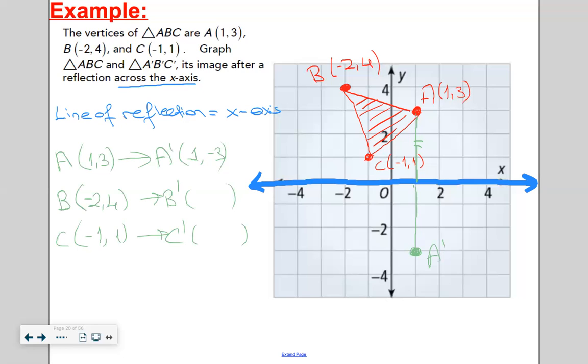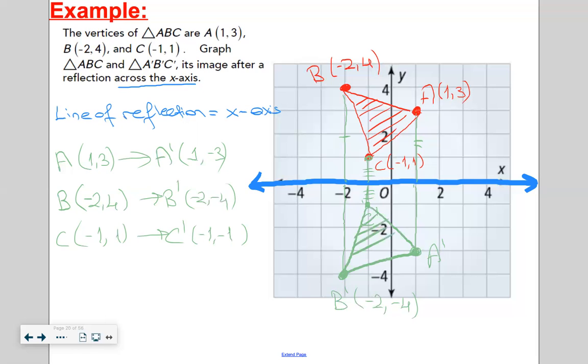What is the distance between the line of the reflection and point B, which is 4? Now, in opposite direction, the image is going to be 4 units far away from the line of the reflection. 1, 2, 3, 4. So this is the image of point B, which is negative 2, negative 4. And the last one is C. C is 1 unit far away, and in opposite direction, the image is going to be 1 unit far away from the line of the reflection as well. So this is your C prime. And what is the coordinate? Negative 1, negative 1. If you connect those points, you will get the image figure.